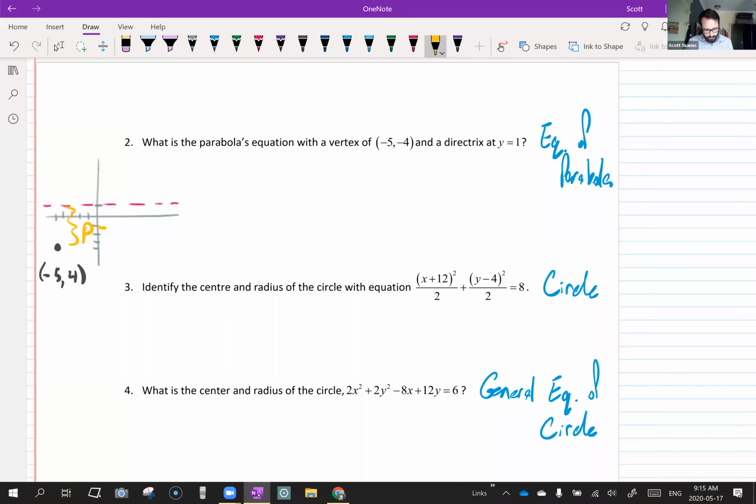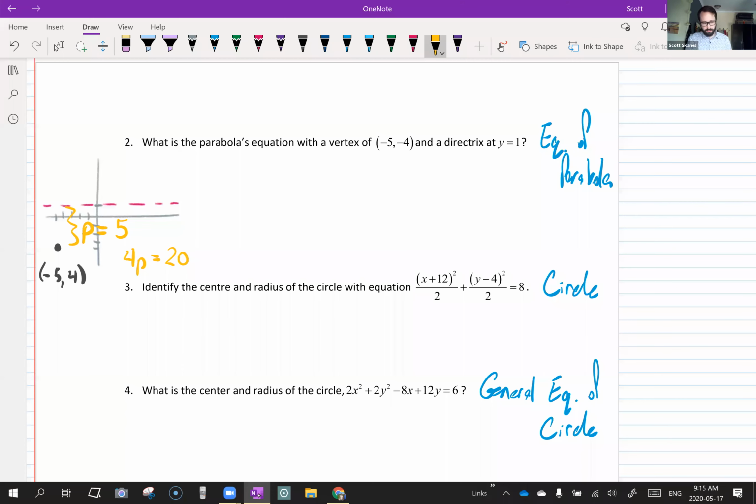What's p here? You just count the distance. What's the distance from -4 to 1 in the y direction? Well, it's 5. So p is 5. That means that 4p must be 5 times 4, or 4 times 5, which is 20.